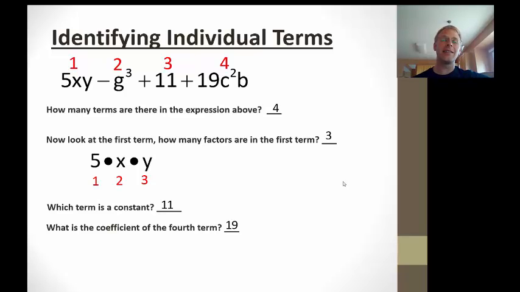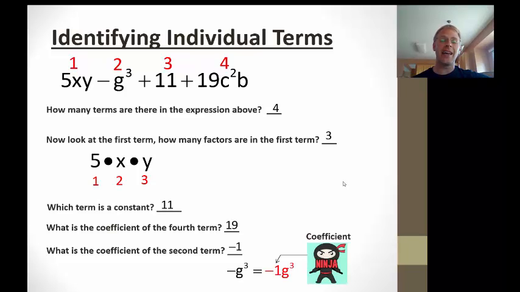We can see that 19 is a number that's being multiplied by the variables there, and each term is going to have a coefficient. Which brings us to our last question here. What is the coefficient of the second term? Now, I just said each term has a coefficient, but it sure doesn't look like there's a coefficient in the second term, right? Well, what we have is a -1 for the coefficient. Even though we don't see a 1 in front of the g cubed, it's actually hiding right in between the subtraction sign and the g.